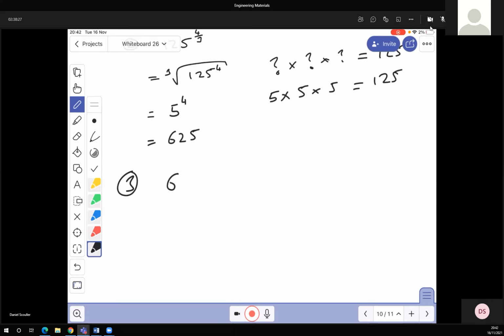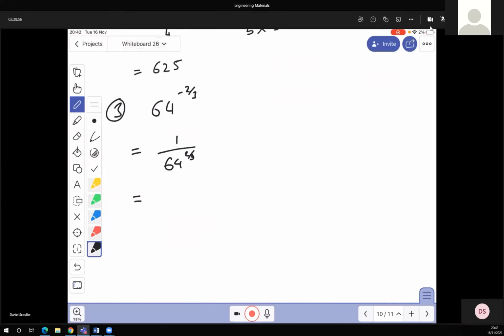64 to the power of negative 2/3. This is mixing up 2 of our rules. We know if we've got a negative power, that goes to the bottom. So it's a negative power; to get it to a positive power, we need to go to the bottom. Then we're just following through that process.